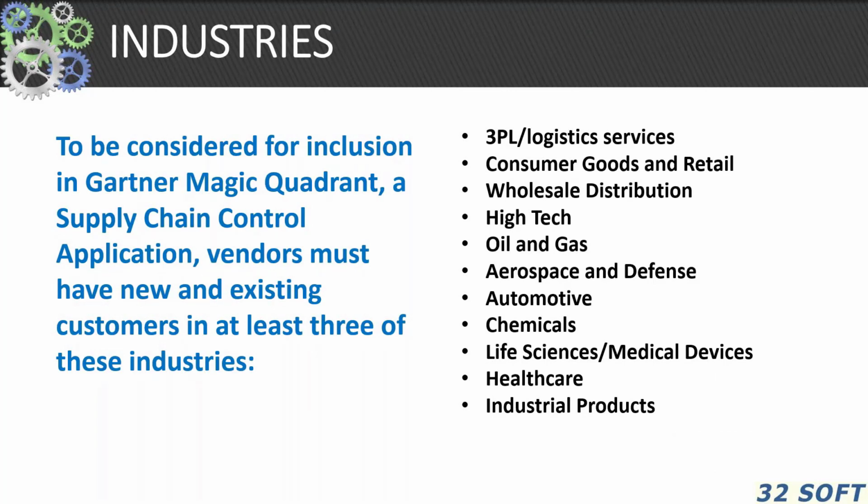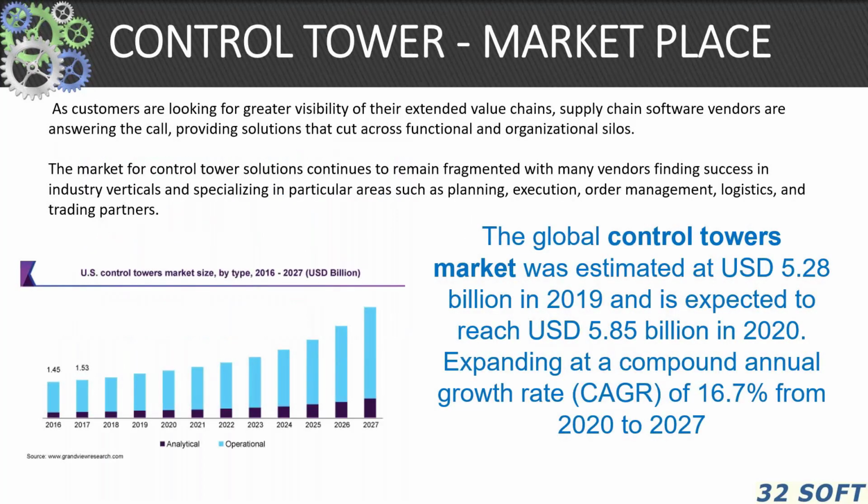As noted by Gartner, to be considered for inclusion in their Magic Quadrant for supply chain control applications, vendors must have new and existing customers in at least 3 of these industries: 3PLs, consumer, distribution, high tech, oil and gas, aerospace, auto, chemical, life science, healthcare, and industrial.